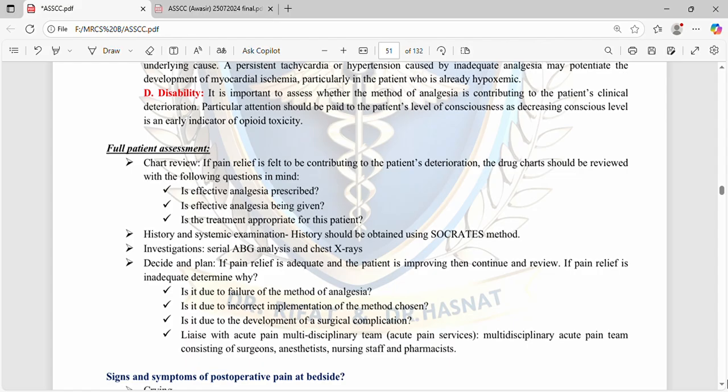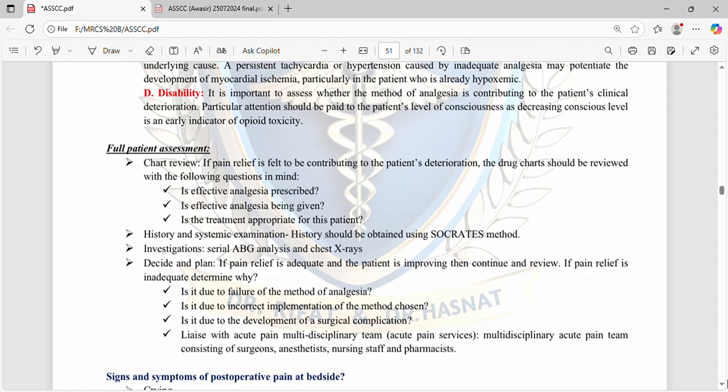History and systemic examination. History should be obtained using the SOCRATES method for pain: site of pain, onset, character, radiation, aggravating and relieving factors, timing, exacerbating, and associated factors.